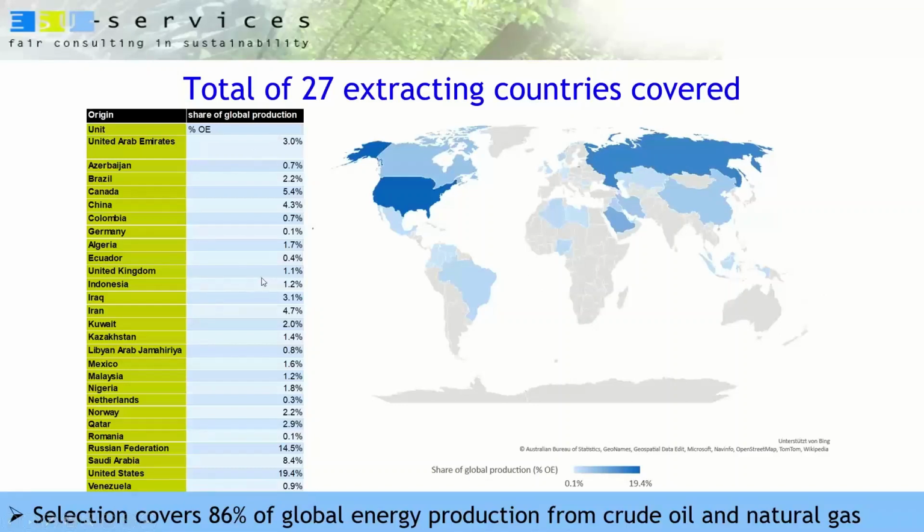And here on the left side, you see the share of the global production of oil equivalents, so the sum of oil and gas, for the different countries for which we modeled the oil and gas extraction. You see that the US has about 20% and Russia about 15% of the global production.